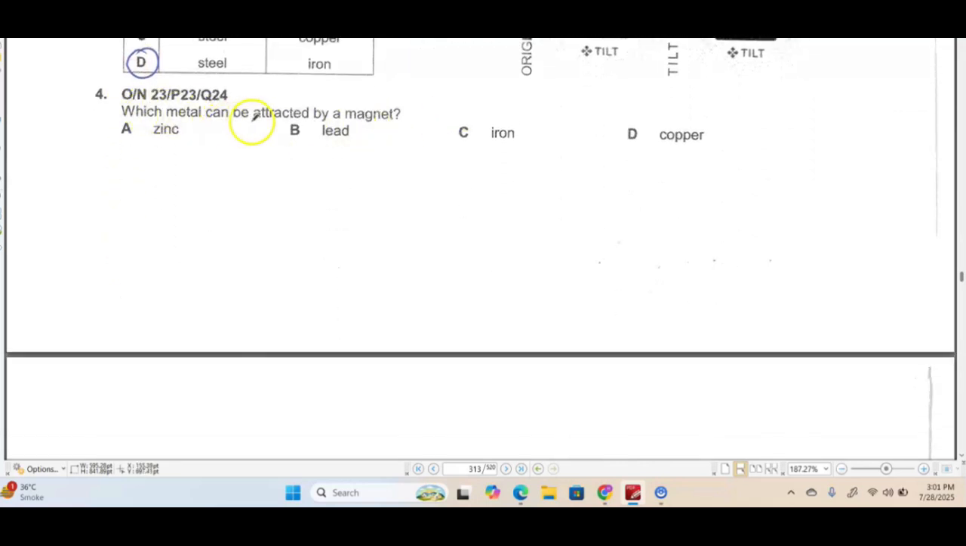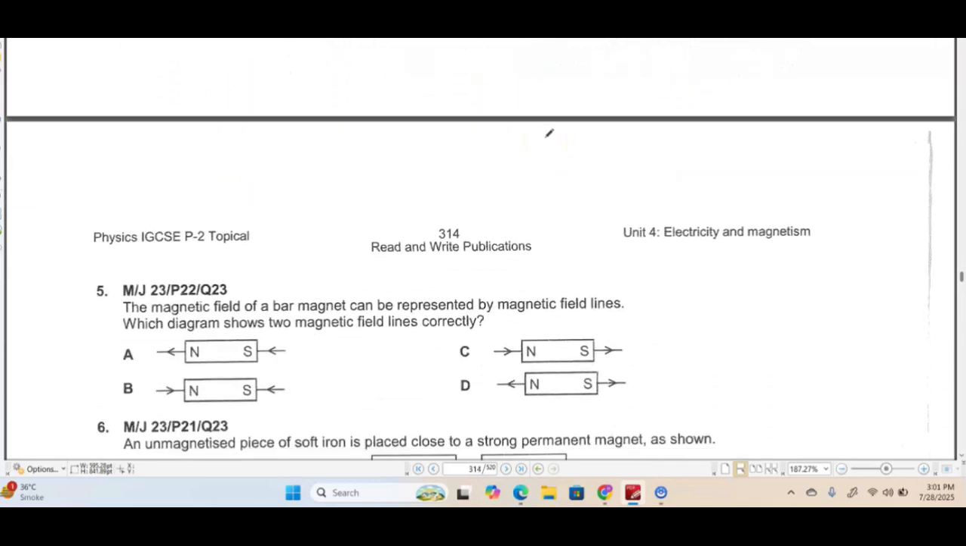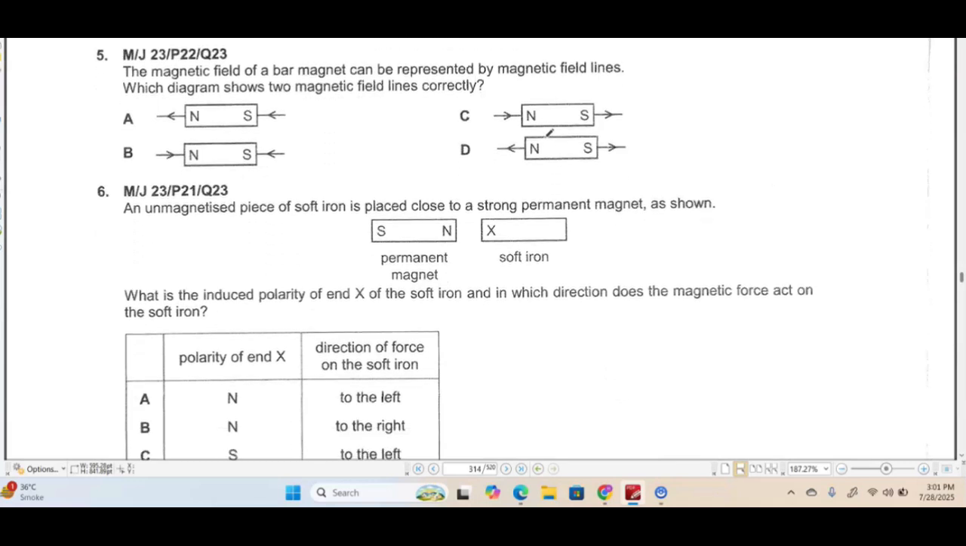Question number 4, which metals can be attracted by a magnet? Zinc is not a magnetic material. Lead won't be attracted by the magnet, and copper is also not a magnetic material. So iron is the magnetic material out of all these. Not every metal is magnetic. Kindly remember that.